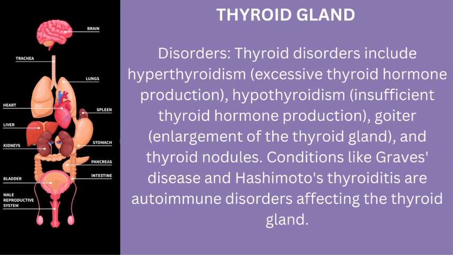Disorders of thyroid gland. Thyroid disorders include hyperthyroidism, excessive thyroid hormone production, hypothyroidism, insufficient thyroid hormone production, goiter, enlargement of the thyroid gland, and thyroid nodules. Conditions like Graves' disease and Hashimoto's thyroiditis are autoimmune disorders affecting the thyroid gland.